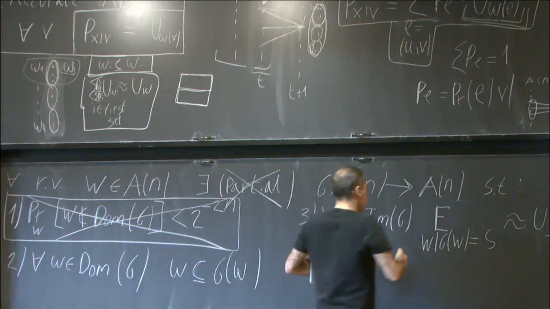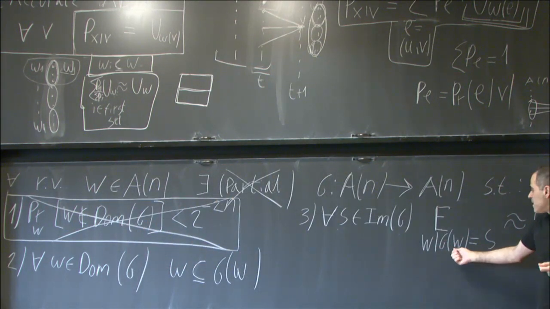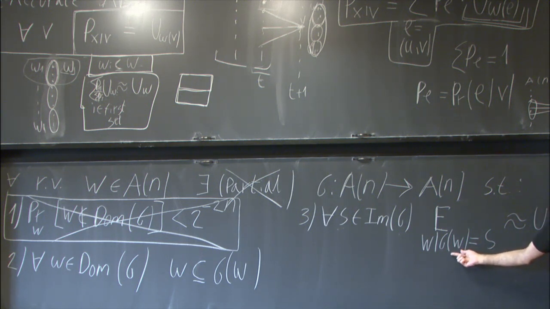So we are going to take all the W's such that sigma of W equals S, all the elements in AN that go to the same S, and group them together. And if we want to group them together and we want it to be an accurate branching program, we want this to be close to US.